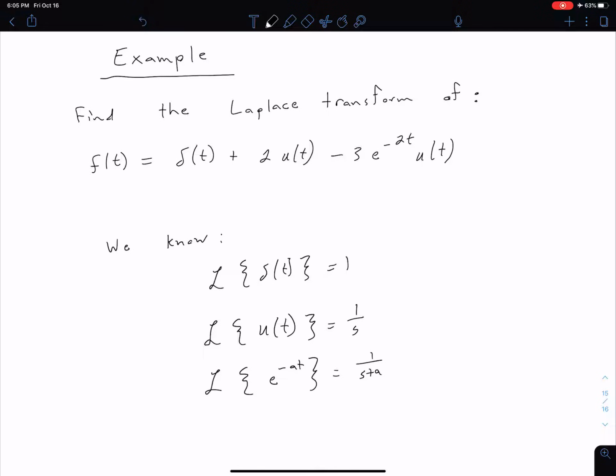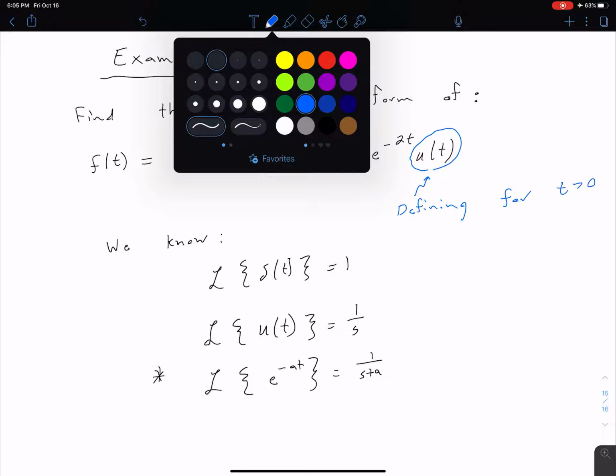And so what you'll notice here, when I've written this expression, I've implicitly assumed that we have that step function multiplying our decaying exponential. And so that's how you'll see it in the table. But up here we have this u of t, which is just defining this function for t greater than 0. So this is just defining it for t greater than 0. And so of course, I mean that it's defining this decaying exponential for t greater than 0.